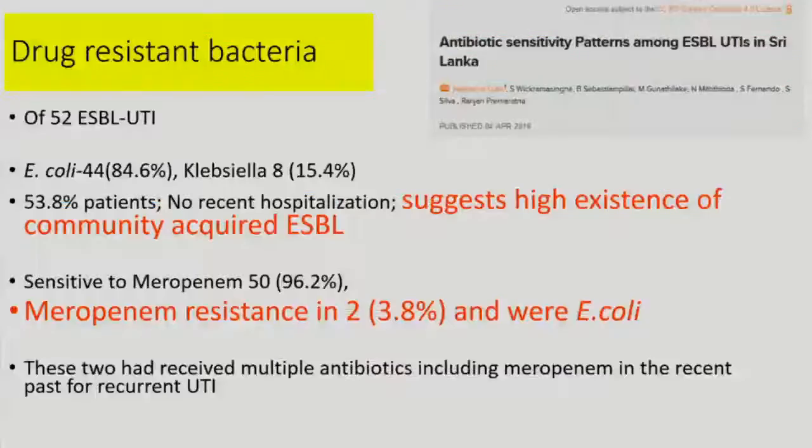This is another study we did, ESBL UTI in 52. We found that a larger percentage of them had not been hospitalized or treated previously, suggesting a high existence of community-acquired ESBL. And meropenem resistance was noted in 2 who had received multiple courses of antibiotics as patients. So reasons for these could be viral infections, 96% using antibiotics in the community. And we may be having substandard antibiotics, non-adherence to guidelines, and wide use of antibiotics in animal husbandry.